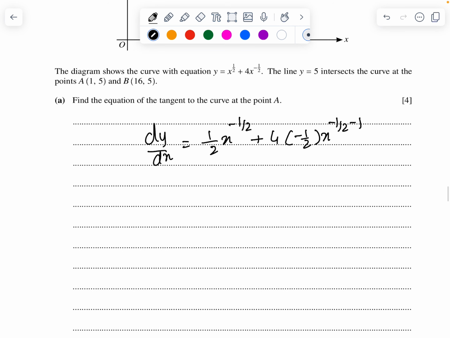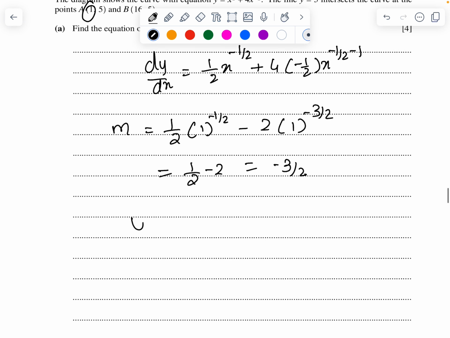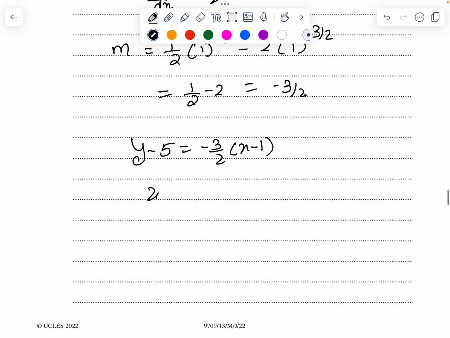Now I should be plugging in x equals 1 because it is at A. So what will be the gradient? 1 upon 2 times 1 to the power negative half minus 2 times 1 to the power negative 3 by 2. So 1 upon 2 minus 2, which is minus 3 upon 2. That is the gradient for the equation of the tangent. So y minus y1 equals m times (x minus x1). You can leave it here or you can simplify further. So it becomes 2y minus 10 equals minus 3x plus 3, so 3x plus 2y minus 13 equals 0.